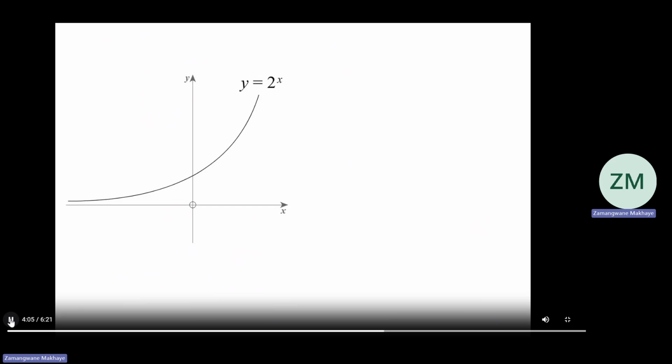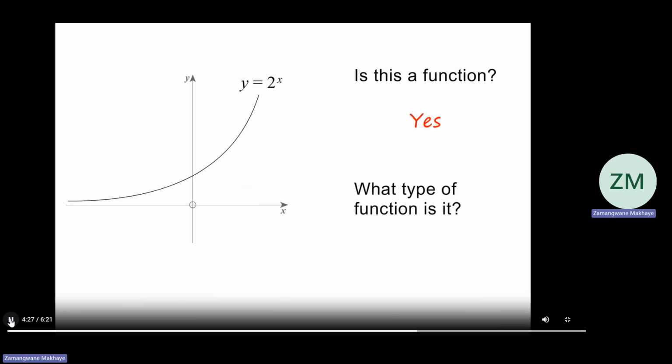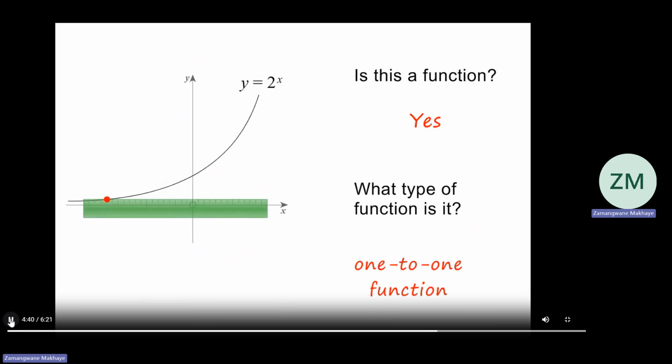We are given the exponential graph y equals 2 to the power of x. Is it a function? To check, let's use the vertical line test. Moving the ruler across the graph from left to right, it will only ever cut the graph once. So yes, it is a function. Next we are asked what type of function it is. To answer this, we need to use the horizontal line test. Moving the ruler from top to bottom, it will only ever cut the graph once. This means that it is a one-to-one function. Please pause the lesson if you need to.